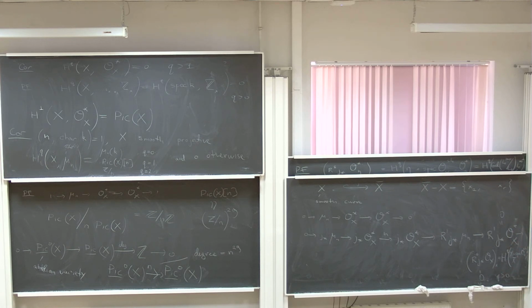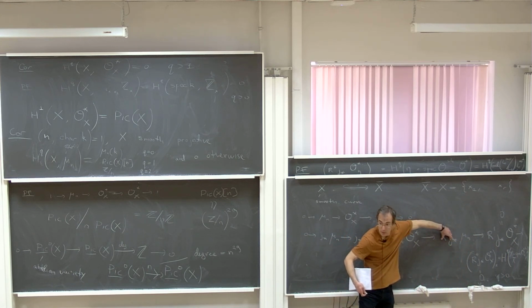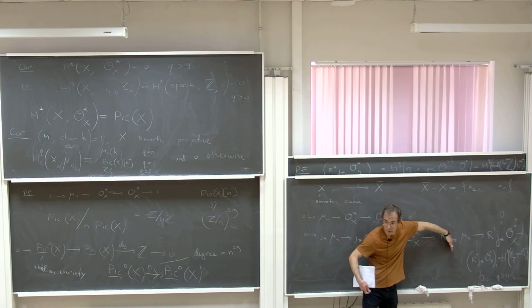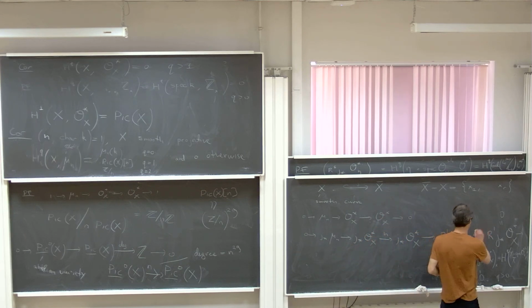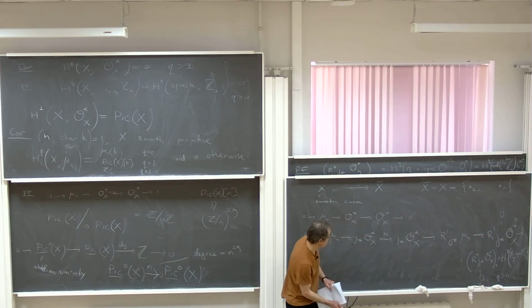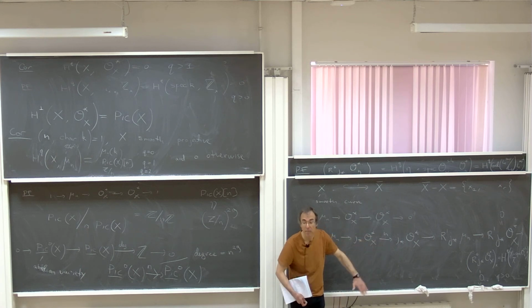The sheaf of invertible functions here. Okay. So from this, we conclude that mu_n has only first, may have only first non-zero derived direct image. Yes? We have a short exact sequence. So what is the cokernel of this map? Let's compute this.